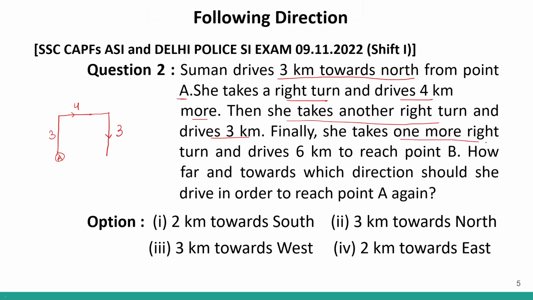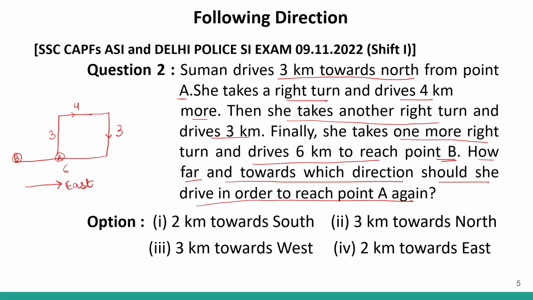Finally, she takes one more right. So one more right will be in this direction, right? And drives 6 kilometers. So 6 kilometers from here to reach a point B. Now we have to find out how far and towards which direction should she drive in order to reach point A again. So to reach point A, she would have to drive in this direction, which is towards the east.